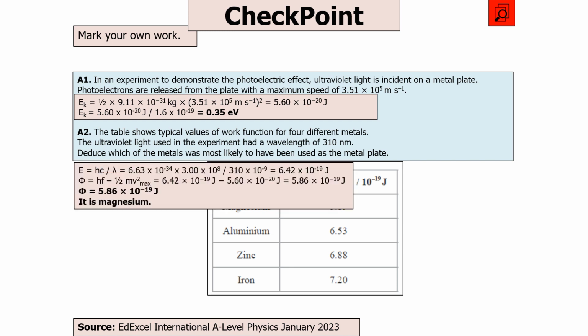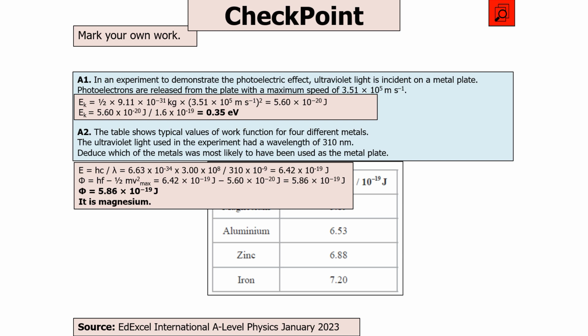So we can then say, well, the total energy is hc over lambda. We've got lambda, it's 310 times 10 to the minus 9, because nanometers into meters. So we get 6.42 times 10 to the minus 19 joules. So we can then say, well, the overall value of the work function is going to be hf, which we've just worked through, minus the half mv squared, which you know about before. So we convert that 0.35 eV into joules, so it's 5.6 times 10 to the minus 20 joules.